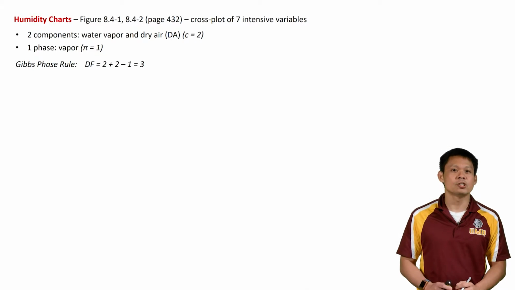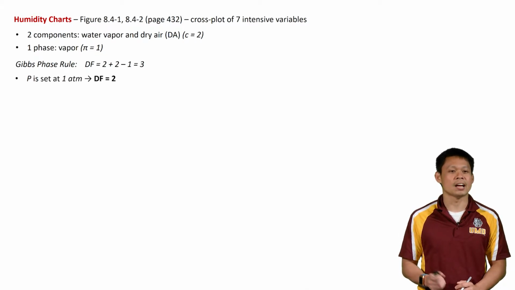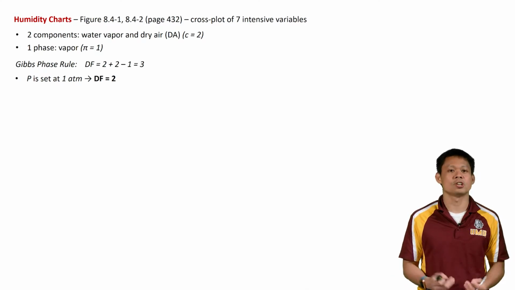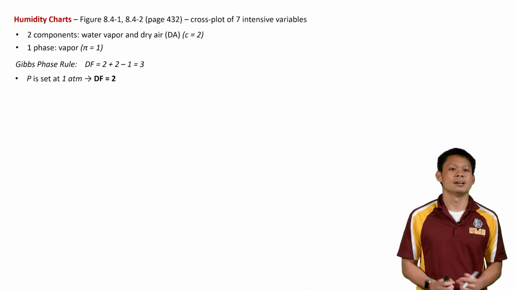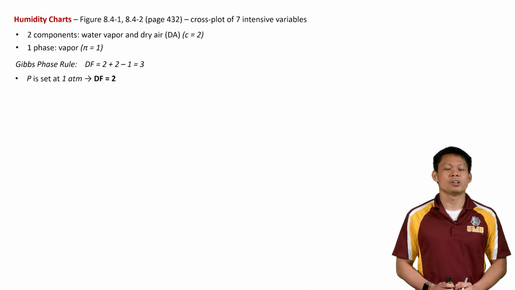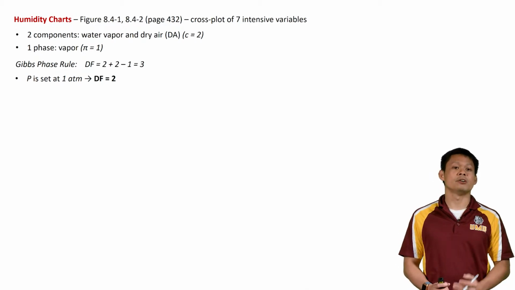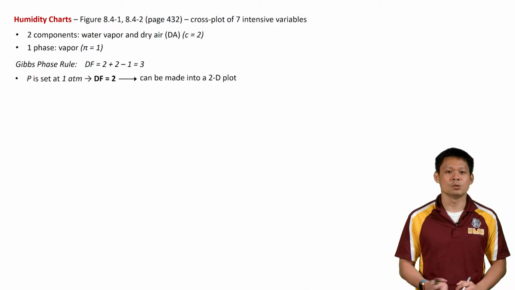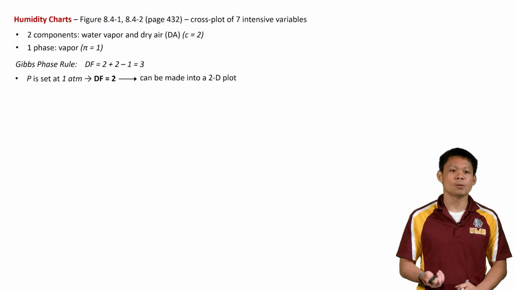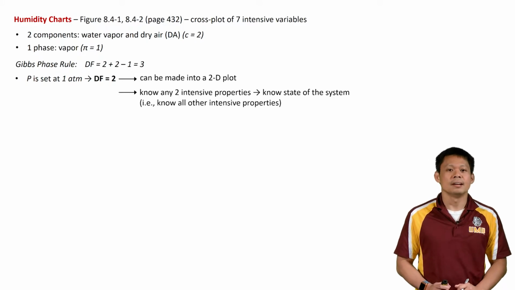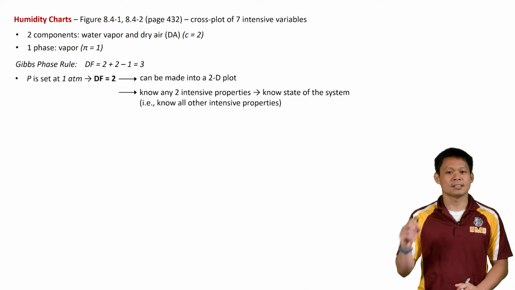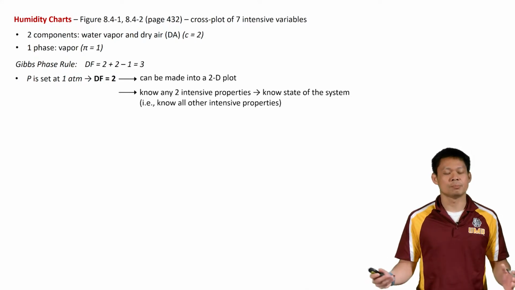But for a humidity chart, we are essentially setting our pressure at 1 atmosphere, which makes sense because we are using this chart to design something that we will use around us. By setting our pressure at 1 atmosphere, this brings our degree of freedom down to 2. And why is 2 a nice number? Because you can use it to make a 2D plot. So you can do it on a piece of paper. And what a degree of freedom of 2 means is that by knowing any 2 intensive properties, we can know the exact state of the system and we can know all other intensive properties.